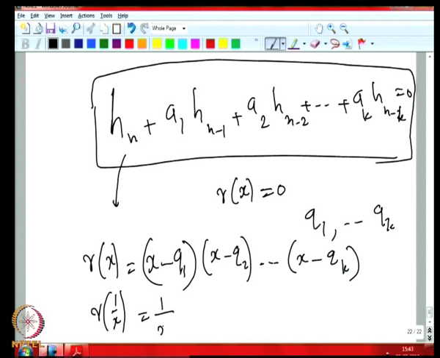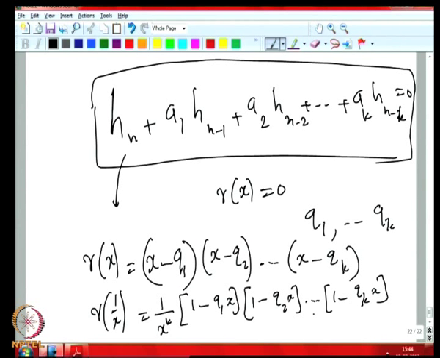Then we can easily find out what r of 1 by x is, which is actually, so we have a 1 by x raised to k coming in the denominator. We will get 1 minus q1 x into 1 minus q2 x and so on, 1 minus qk x. So we are just putting 1 by x instead of x. Taking a common denominator, it is 1 minus q1 x by x, here 1 minus q2 x by x, here 1 minus qk x by x. So all those x's in the denominator will combine to form a 1 by x raised to k here.